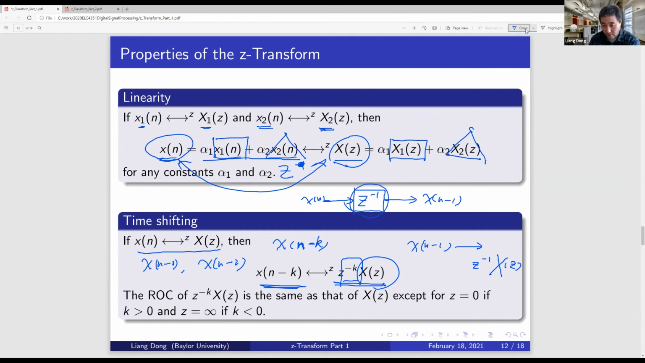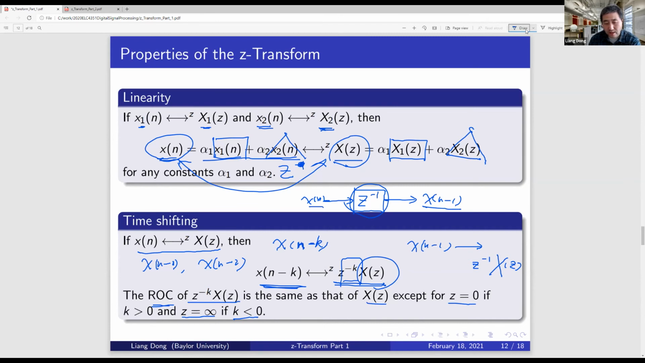We put a delay unit, we call it z to the power negative 1. It seems as if I have a signal coming in, multiplied by z to the power negative 1. Of course, that's in the z domain. And then we get my delayed signal x[n minus 1]. The region of convergence of this signal is the same as that of X(z), except for z equal to 0 if k greater than 0, and z equal to infinity if k less than 0.